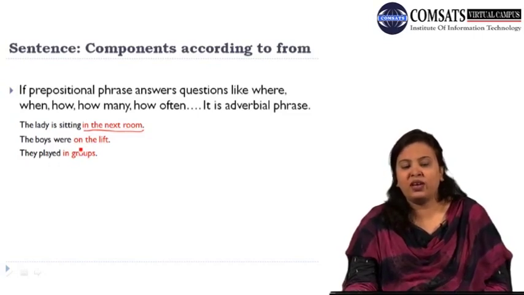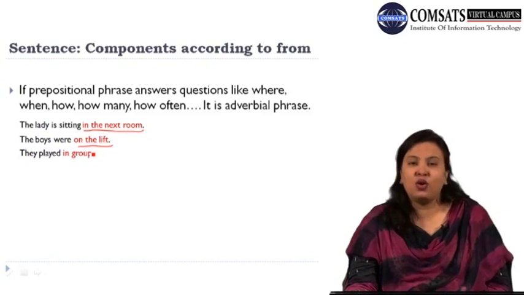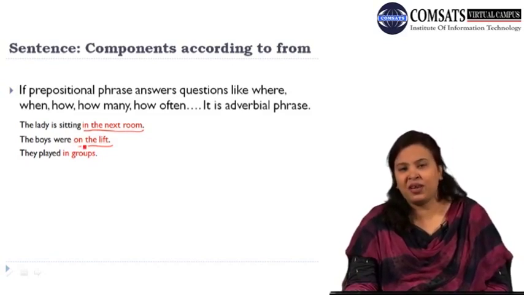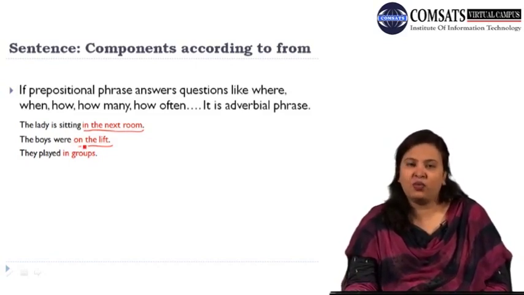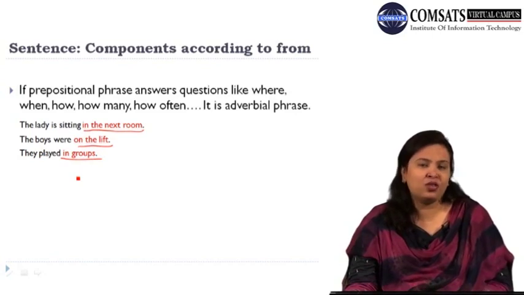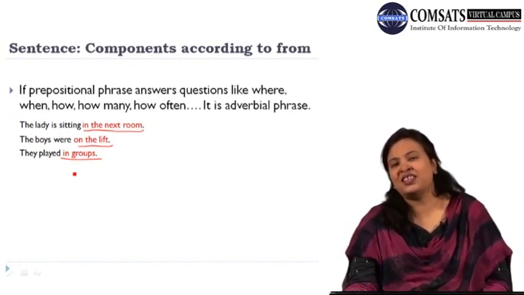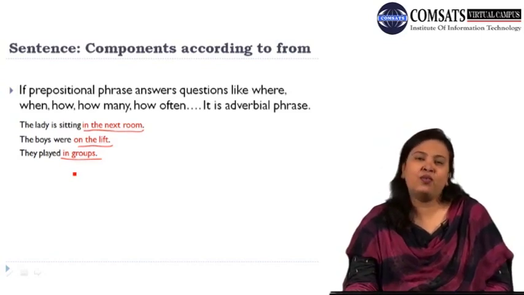The boys were on the lift. Make a question: where were the boys? On the lift. It is a where question, so again, on the lift is a prepositional phrase functioning as an adverb. They played in groups. How did they play? Again, the question starts with how, so it is a prepositional phrase working as an adverb.